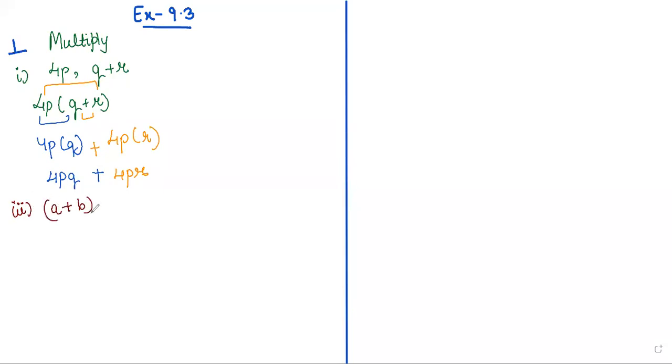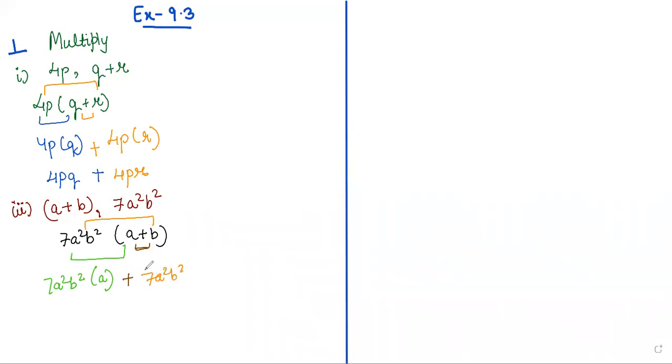Third part is a plus b multiplied by 7a square b square. We have to multiply 7a square b square by a plus b. So first multiply 7a square b square by a. Put the sign of plus as it is. Now multiply 7a square b square by b.